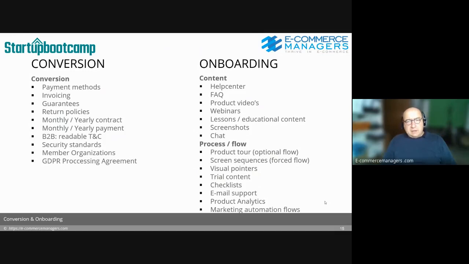Onboarding: we will talk about the help center, FAQs, product videos, webinars, content, screenshots and chat, and of course also process flow. So when you're actually onboarding them, the content is of course to support onboarding. But you can see it's the same as lead nurturing. In other words, onboarding is the same kind of process: based on what they do, you have to show them the right content or point them to the right content at the right moment.